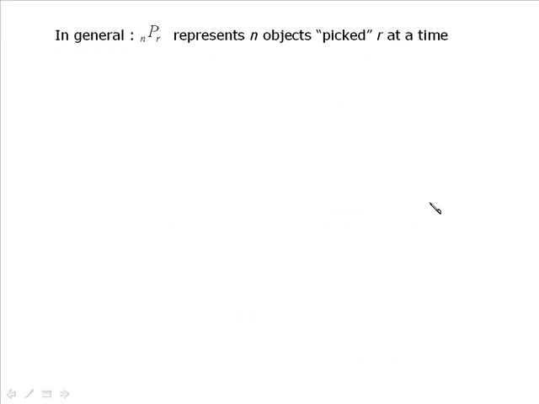In general, n pick r represents n objects picked r at a time. So the n would represent the total number of objects, and the r would be the number that you are selecting. It always implies concrete numbers. Again, there's no repeats. And this is on a formula sheet. n pick r is equal to n factorial divided by n minus r factorial.